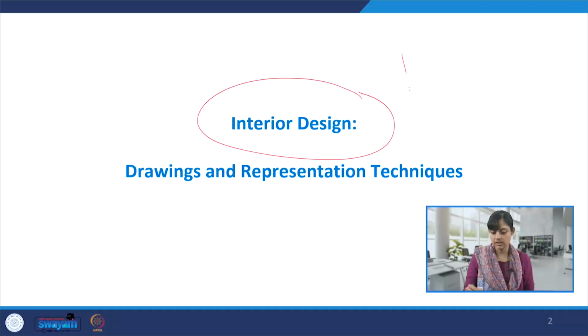Namaste, hello everyone. We are at lecture 9 today in this course on interior design, and today we will be talking about drawings and representation techniques, especially focusing on interior architecture or interior design.